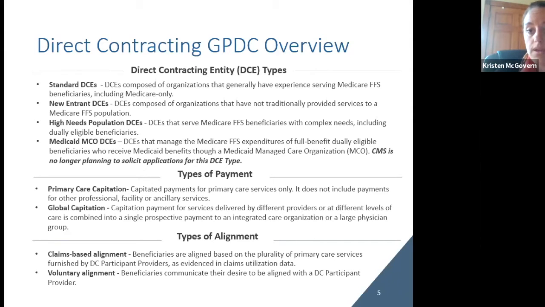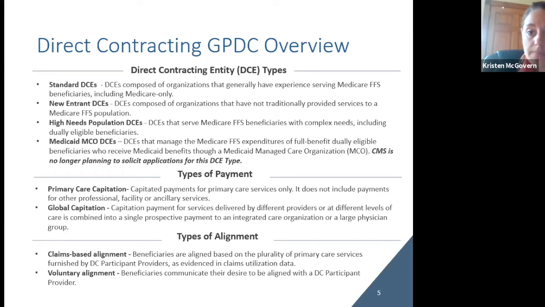There was a 4th type of direct contracting entity that was previously announced by CMMI. That's the Medicaid Managed Care Organization DCE, and CMS has announced that they are no longer planning to solicit applications for this type of DCE. That was a type specifically targeting health plans and payers who may have an eligible population. If they're managing the Medicaid spend, the idea was that they could also manage the Medicare spend. But CMS has decided not to solicit applications for that type of DCE at this time.